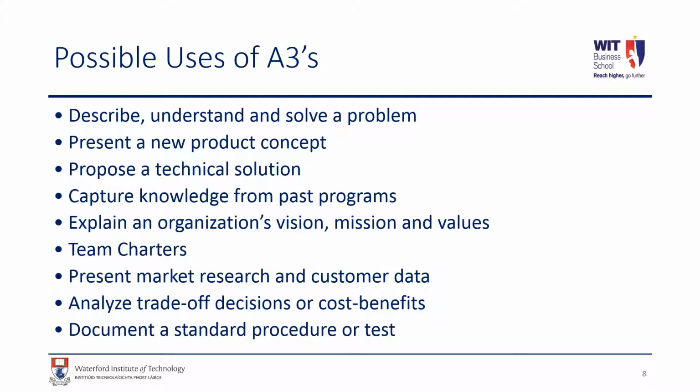A3s can also be used to analyze trade-off decisions or cost benefits of improvement opportunity proposals. So for example, it could be looking at a new process layout in a plant, and it might suggest a number of alternative layouts, and then investigate these layouts, evaluating them in terms of their impact on the key performance indicators for the organization, and then looking at the cost-benefit trade-off of each of those layout proposals.